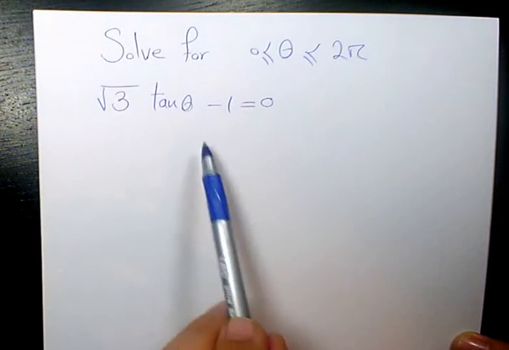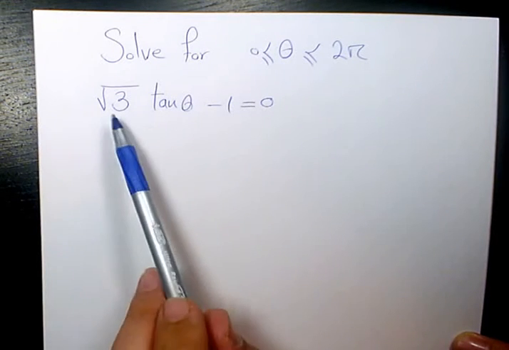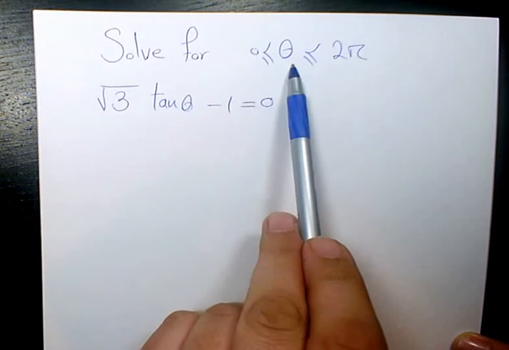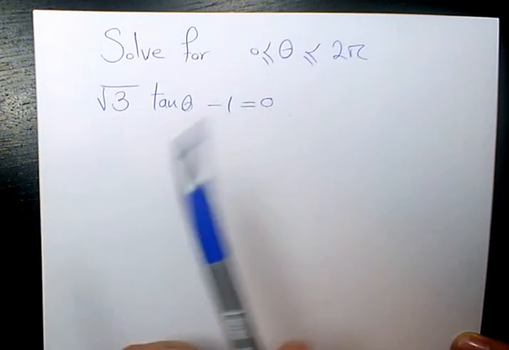In this video I want to solve this trigonometric equation, which is root 3 tan theta minus 1 equals 0, and we need to solve for theta when it is between 0 and 2 pi.